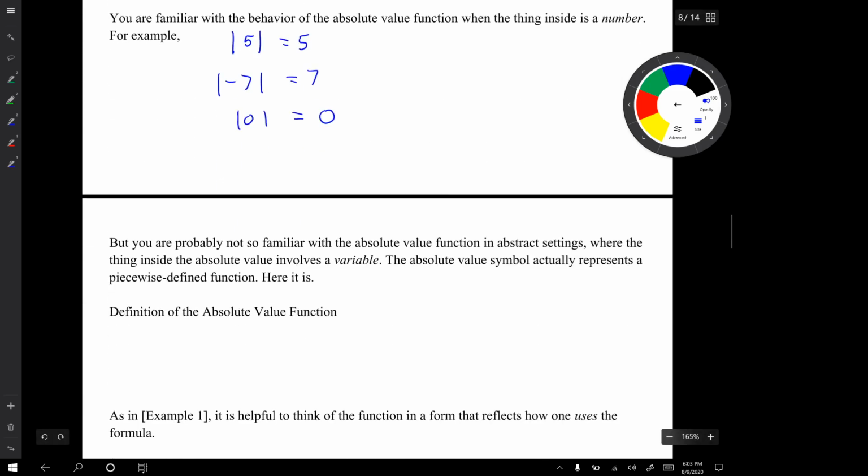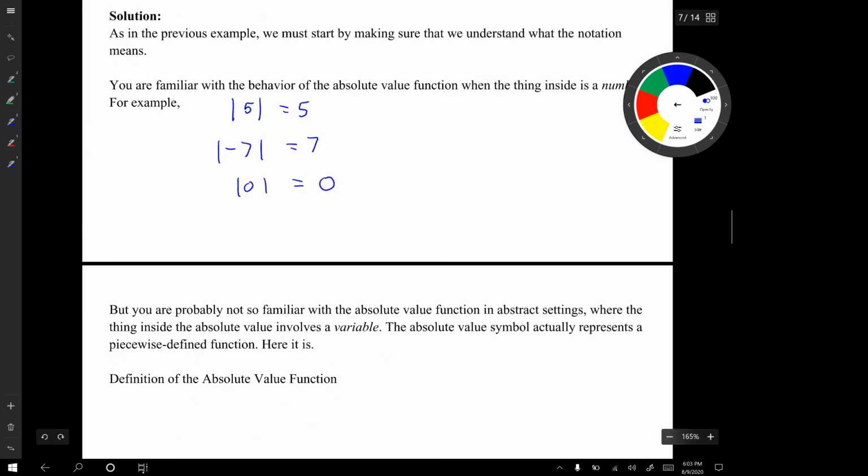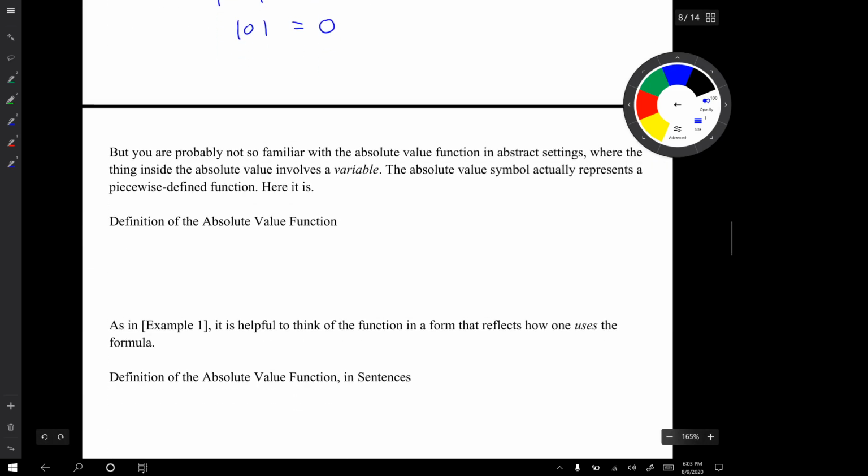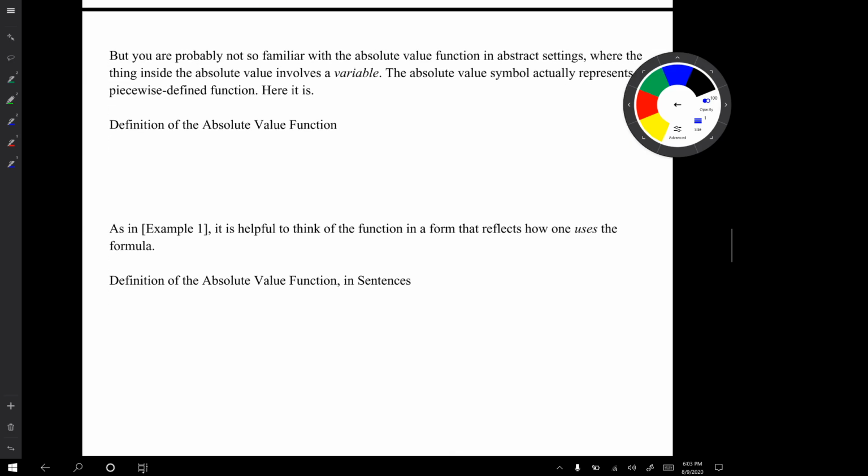Well, in all three of those examples, there was an actual number inside. Most of you are probably not so familiar with the absolute value function in abstract settings, where the thing inside is a variable or involves a variable. So the absolute value symbol actually represents a piecewise defined function. Here it is.